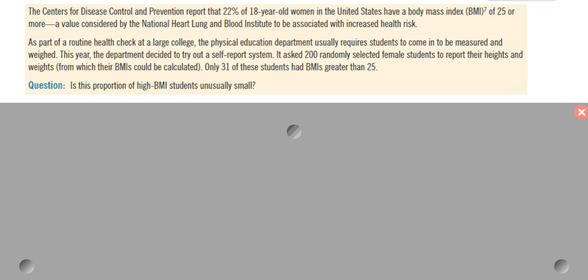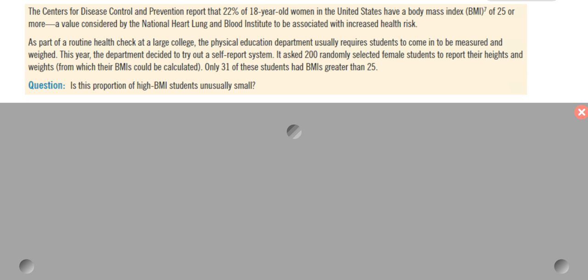So in this lecture, we're going to walk through using a sampling distribution to answer a question. The question is posed right there. Pause the screen for a second if you want to read through it, so I don't have to. So hit pause now, read the question, and then we'll go through it.